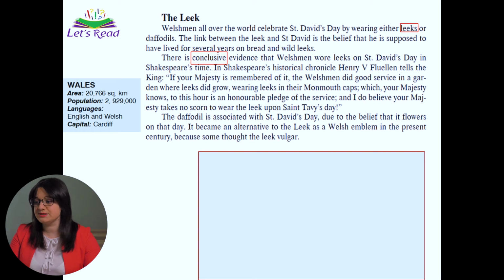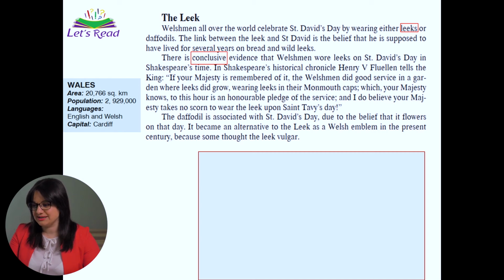There is conclusive evidence that Welshmen wore leeks on St. David's Day in Shakespeare's time. In Shakespeare's historical chronicle, Henry V, Llewellyn tells the king, "If your majesty is remembered of it, the Welshmen did good service in a garden where leeks did grow, wearing leeks in their Monmouth caps.